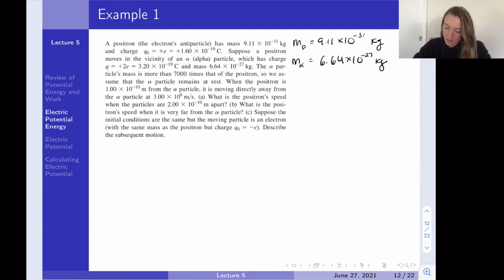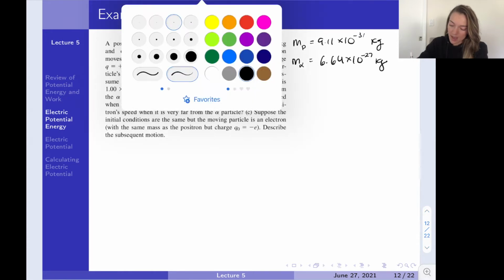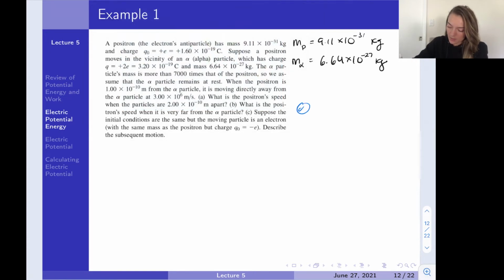The alpha particle's mass is more than 7,000 times that of the positron, so we assume that the alpha particle remains at rest. When the positron is 1 times 10 to the negative 10 meters from the alpha particle, it is moving directly away from the alpha particle at 3 times 10 to the 6 meters per second. So we have our alpha particle here, and it's positively charged.